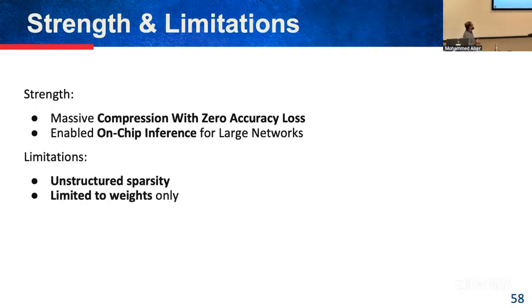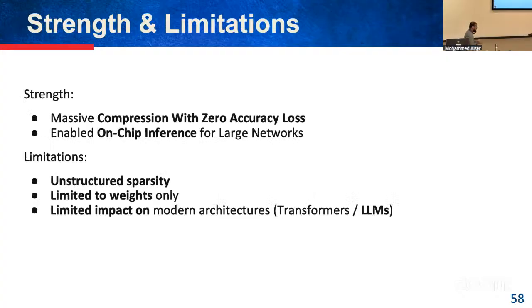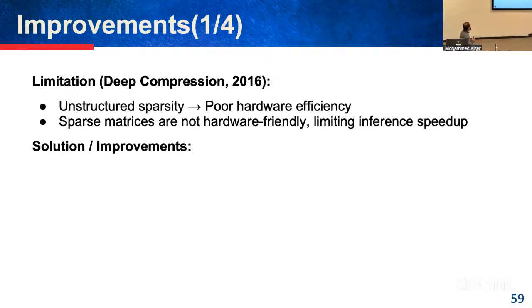Okay, we talk about some strengths and limitations of the paper. So strength, I can say the main strength is massive compression with zero accuracy loss. So you are reducing the whole model around 35 times. You have zero loss. This is, I think, the biggest matter in compression compared to other compression techniques. And as you have compressed them, you need less space, so you can fit them in the SRAM. So this is another thing.